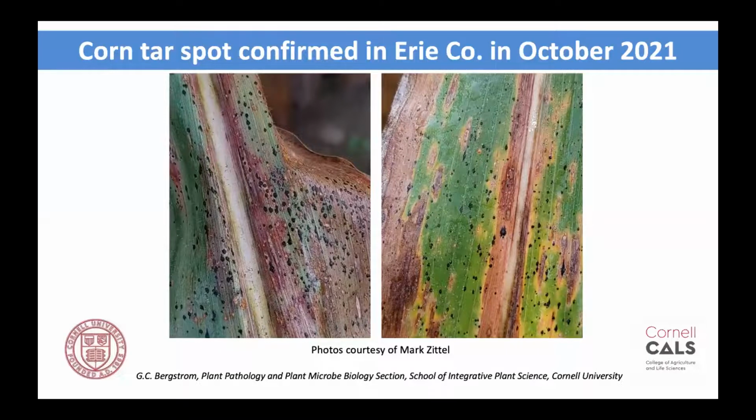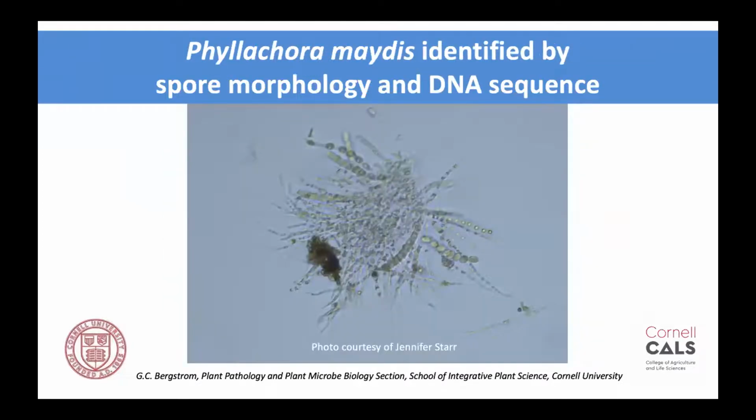And we'll talk quite a bit about these characteristic fungal bodies, these stromata, that you see in this picture here. And that's really the telltale of this disease. And we got samples from those fields in our lab. We were able to see under the microscope the characteristic spores of the Phyllachora maydis fungus. And we also isolated DNA and found the DNA sequence to be identical to occurrences of this fungus in the Midwest.